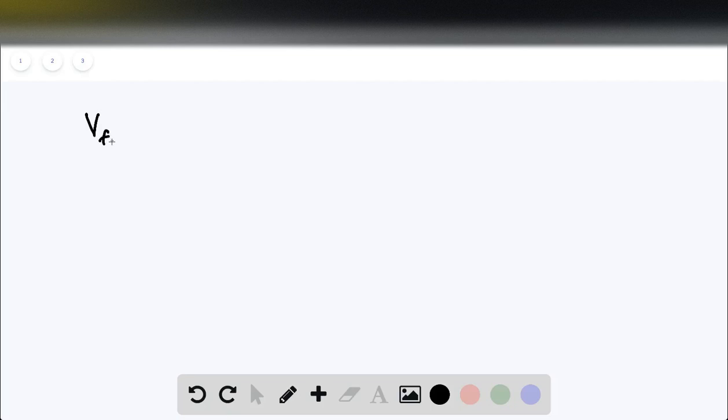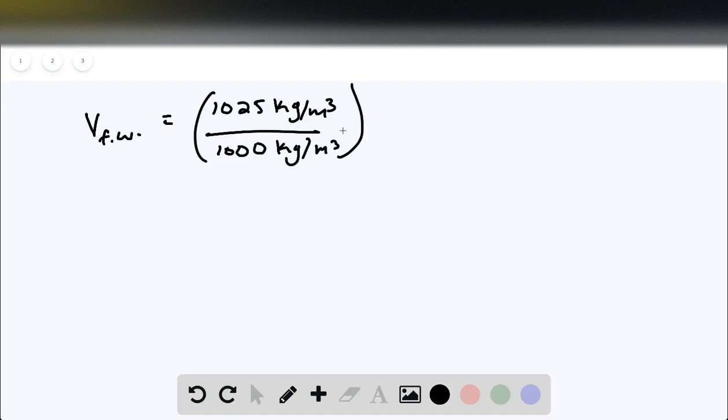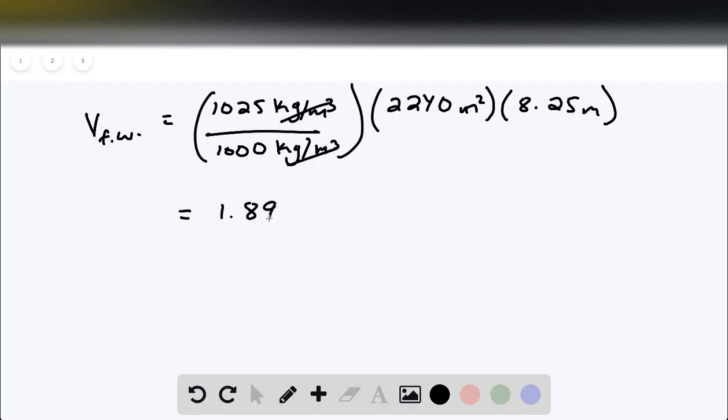So the volume of the fresh water will be, just plugging in the numbers here. That's the densities, and then the area, we were told, was 2,240 meters squared, and the height difference that it dropped was 8.25 meters. So those units will cancel out and you'll get an answer in meters cubed, which is what we want. So there's your answer.